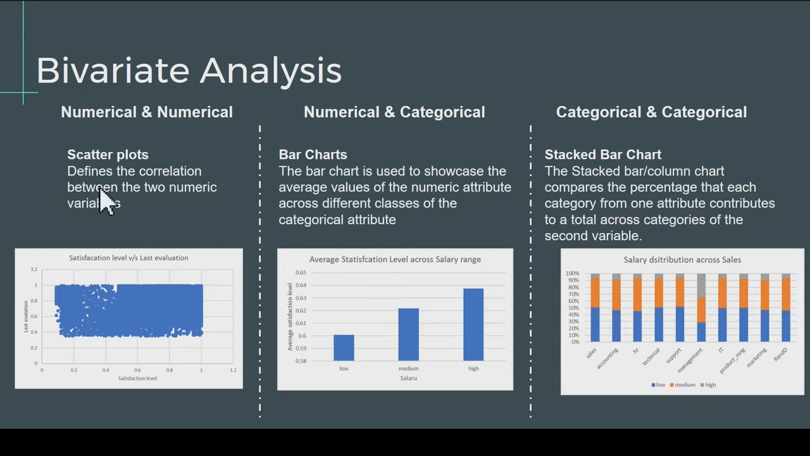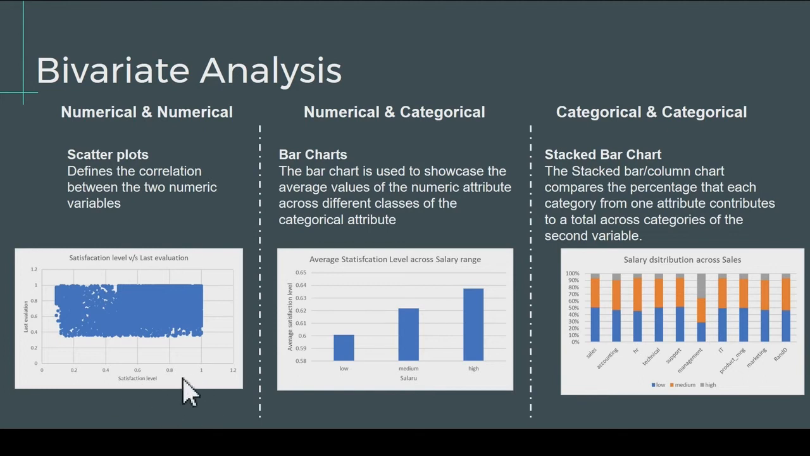A scatter plot defines the correlation between the two numeric variables. So correlation is a simple statistic measure. We call it the correlation coefficient and it is used to measure the strength of relationship between two attributes. It's a number which takes a value between -1 and +1, where +1 would be strongly positively correlated and -1 would indicate strong negative correlation.